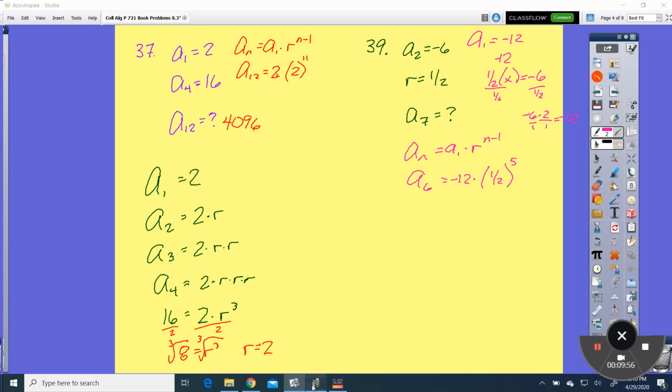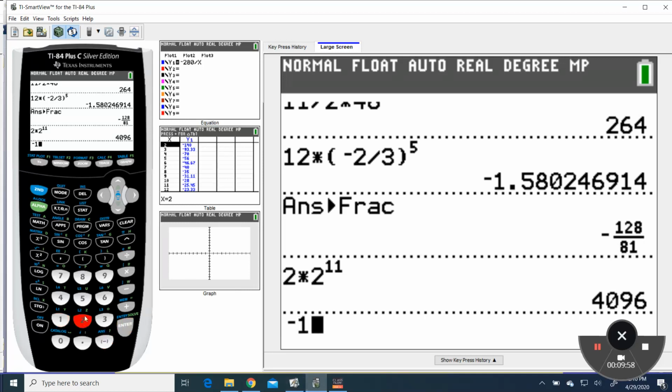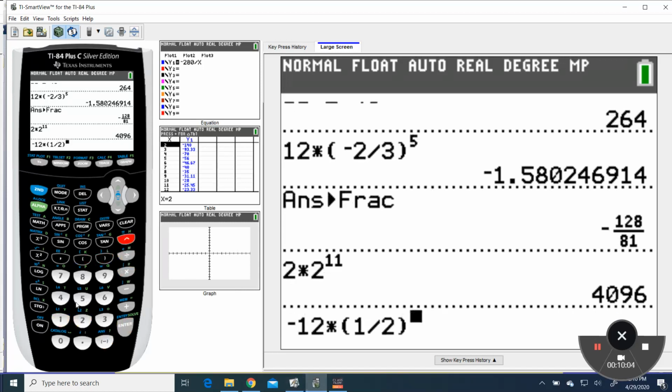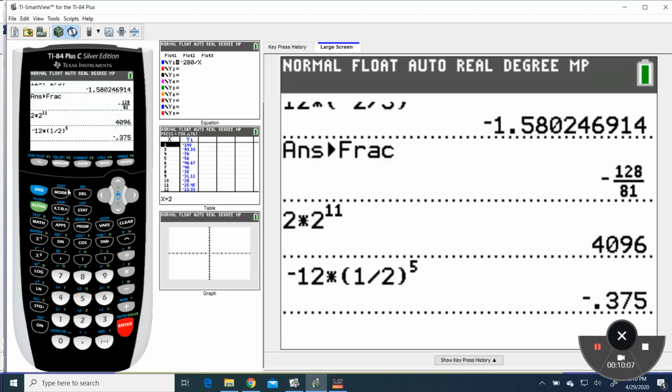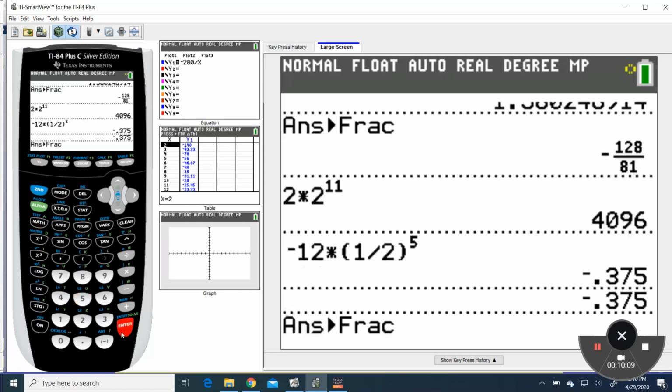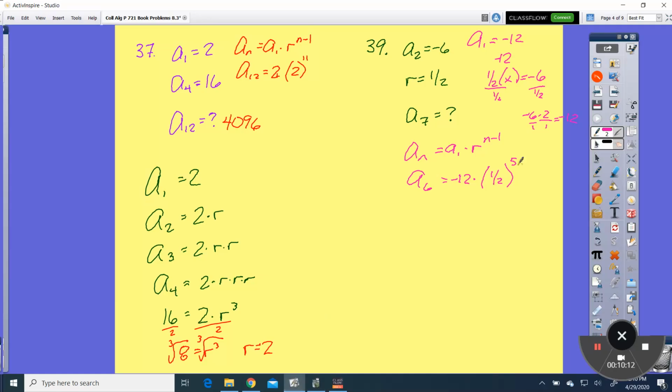So now I just come back to my calculator. Negative 12 times 1 divided by 2, all to the 5th power. Decimal, we don't like a decimal. We're changing it to a fraction, negative 3/8. Oh, I read the question wrong, though. It says find A7. I put down A6. So if I multiply that by 1/2 again, I get negative 3/16. That's A7.